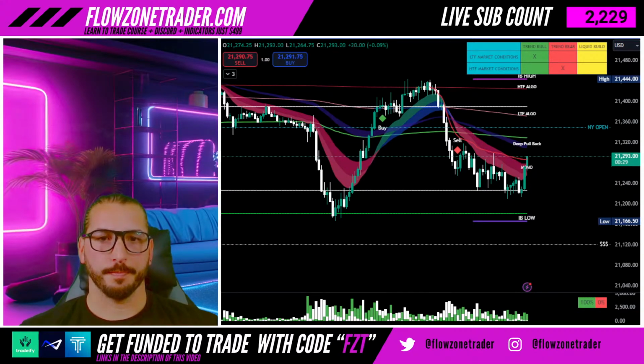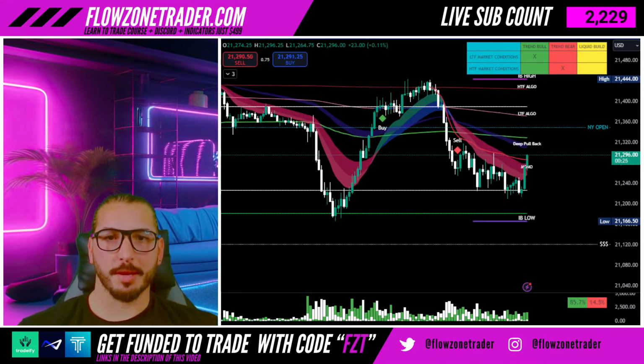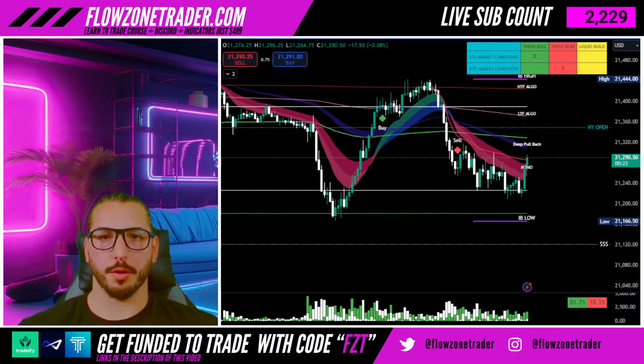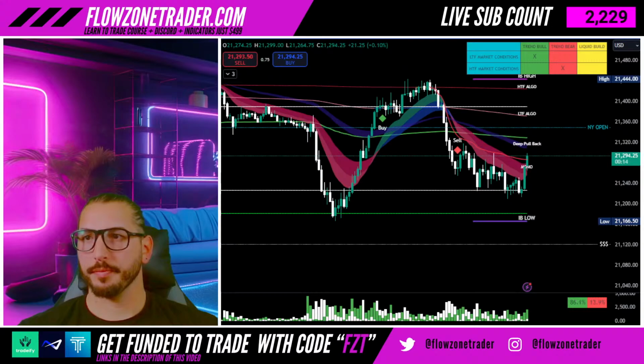There we go. So relief on this move then. It's so similar to earlier. If you look at the structure of what we did at the high of day, it's exactly what we're doing now towards the low of day. All right, tightening of the range.